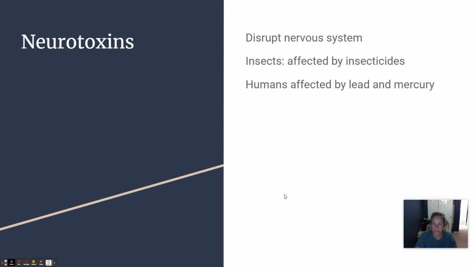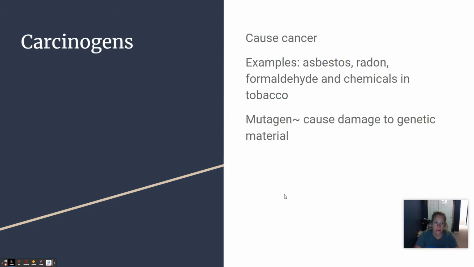So neurotoxins basically disrupt your nervous system. So think of nervous system, neuro. So insects are affected by insecticides. So they make them not be able to fly. They make them not be able to function. They can't breathe, and they generally die in that case. And then humans are affected by lead and mercury. So some examples of neurotoxins for humans: lead and mercury, which we both talked about in the environment.